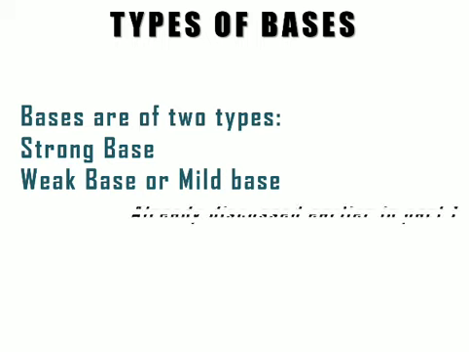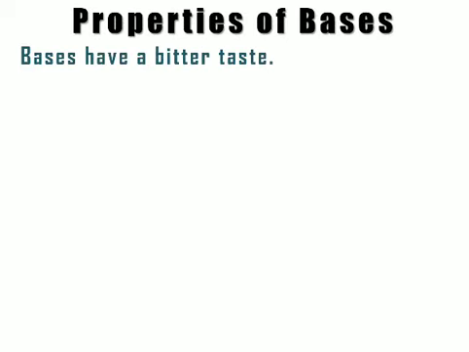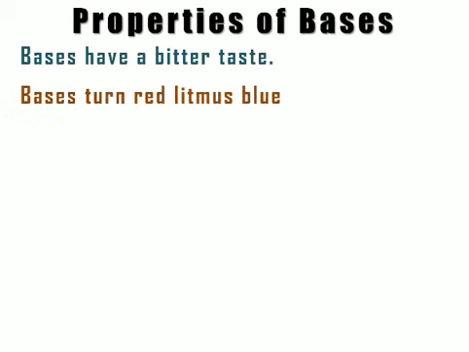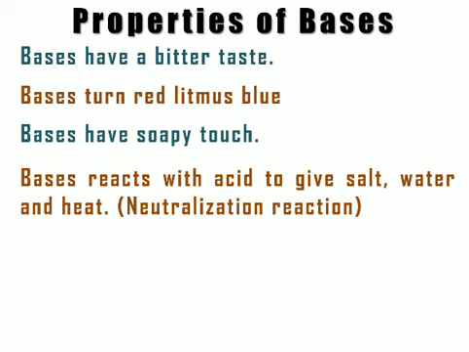Now, moving ahead with the properties of bases. Bases have a bitter taste. This we also discussed in the first video. Bases have a bitter taste and can turn red litmus paper blue. There are also other indicators we can use to identify a base, like methyl orange and phenolphthalein. Bases have a soapy touch, so they feel slippery. This is also one of the important characteristics.